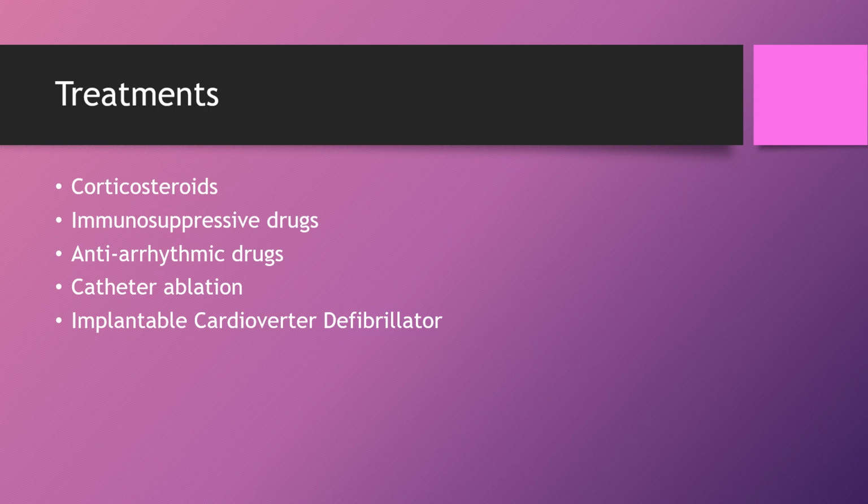Once a patient is diagnosed with cardiac sarcoidosis, the treatments include corticosteroids, immunosuppressive drugs, antiarrhythmic drugs, catheter ablation, and implantable cardioverter defibrillators. The corticosteroids and immunosuppressive drugs are meant to keep more granulomas from forming, but the antiarrhythmics, catheter ablation, and implanted defibrillator are all meant to help control the secondary effects that will occur from cardiac sarcoidosis as it affects the heart function.